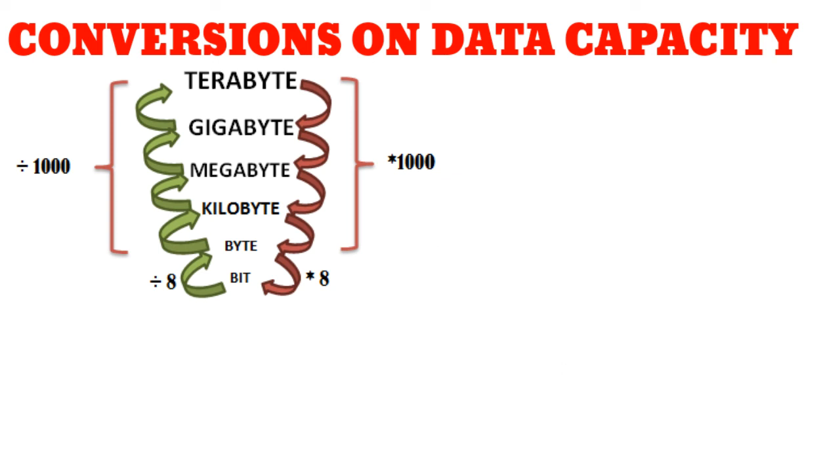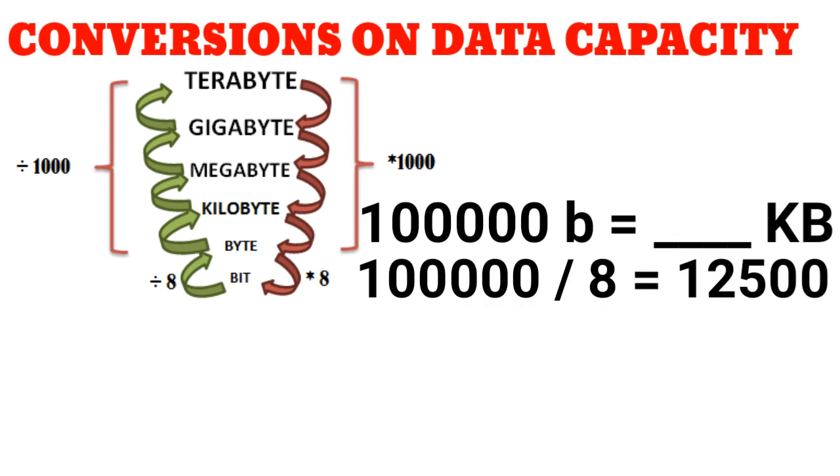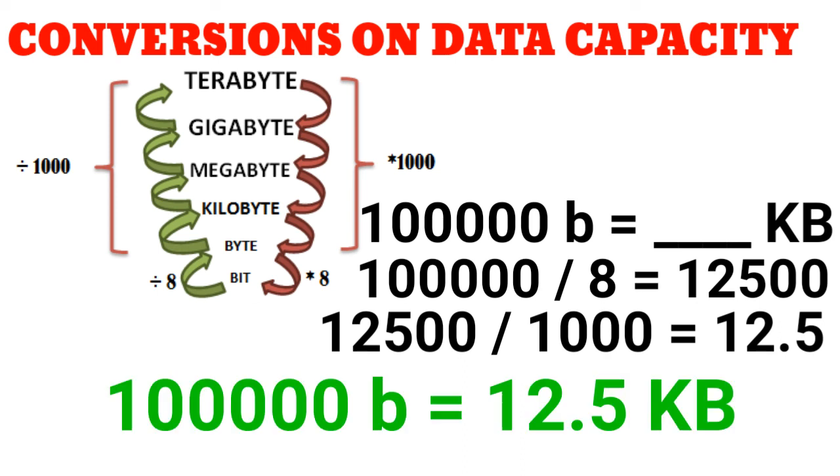Another example, convert 100,000 bits to kilobytes. Looking to the guide, you need to divide 100,000 bits by 8 and divide it again by 1000. So, 100,000 divided by 8 is equal to 12,500, and 12,500 divided by 1000 is equal to 12.5. So, our answer would be 100,000 bits is equal to 12.5 kilobytes.